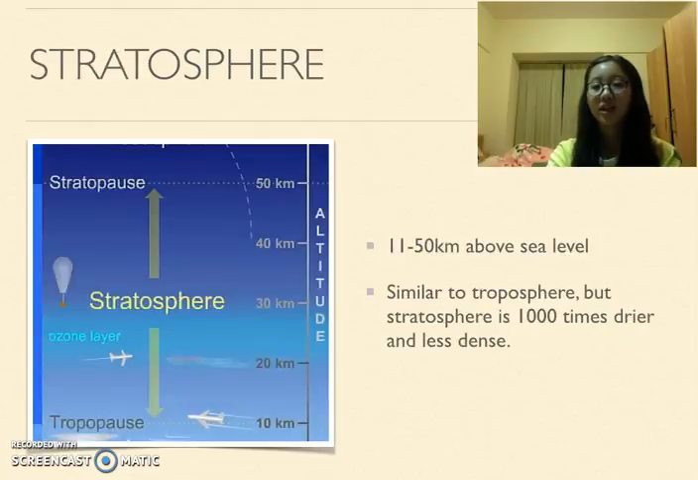The second layer is the stratosphere. It extends from 11 km to 50 km above sea level. It is very similar to the troposphere, but the stratosphere is 1,000 times drier and less dense.